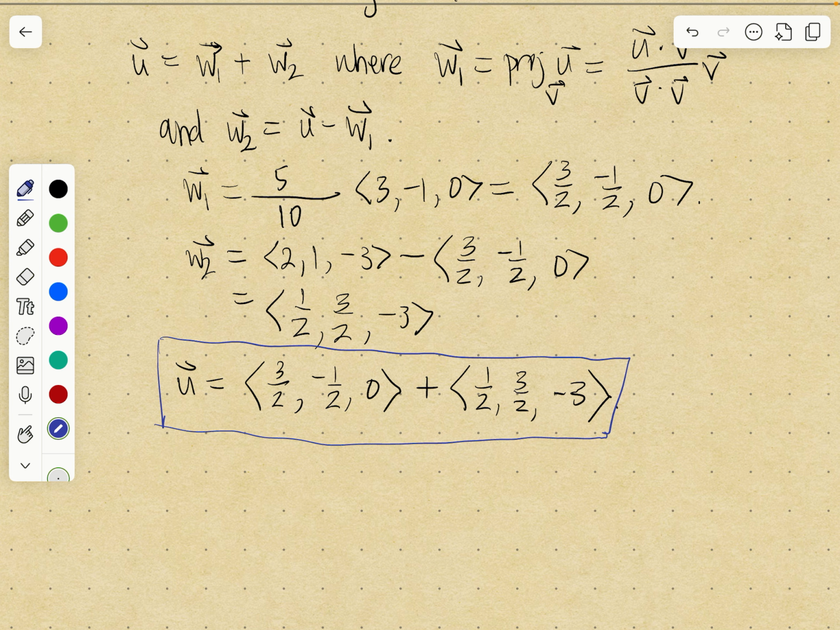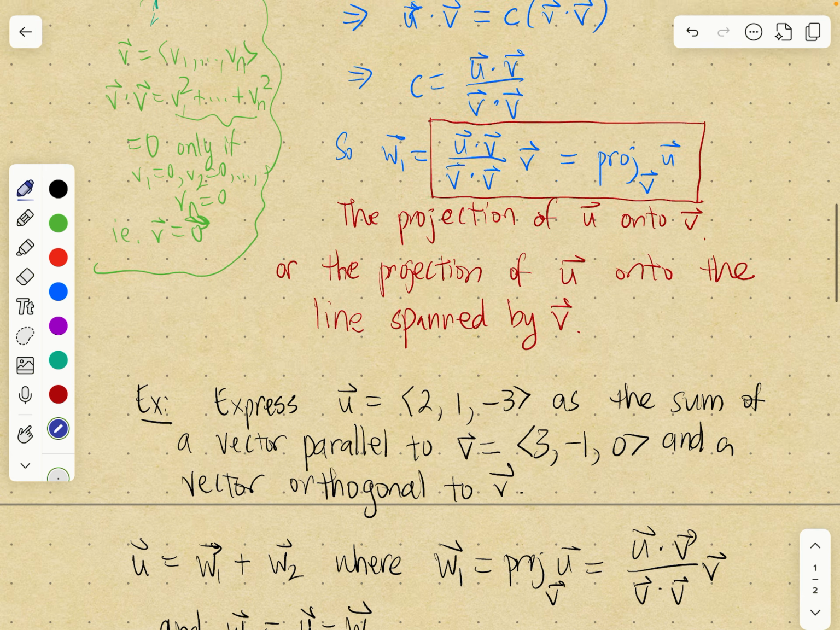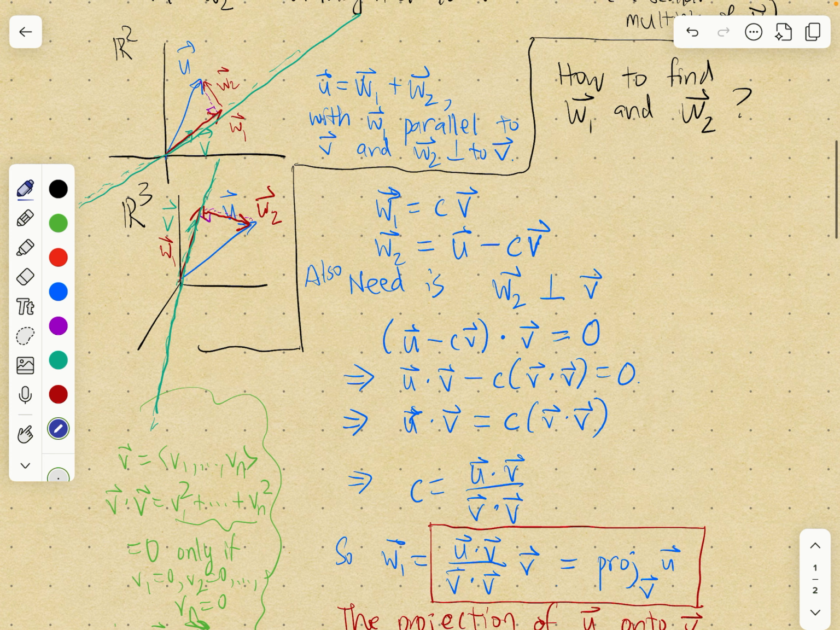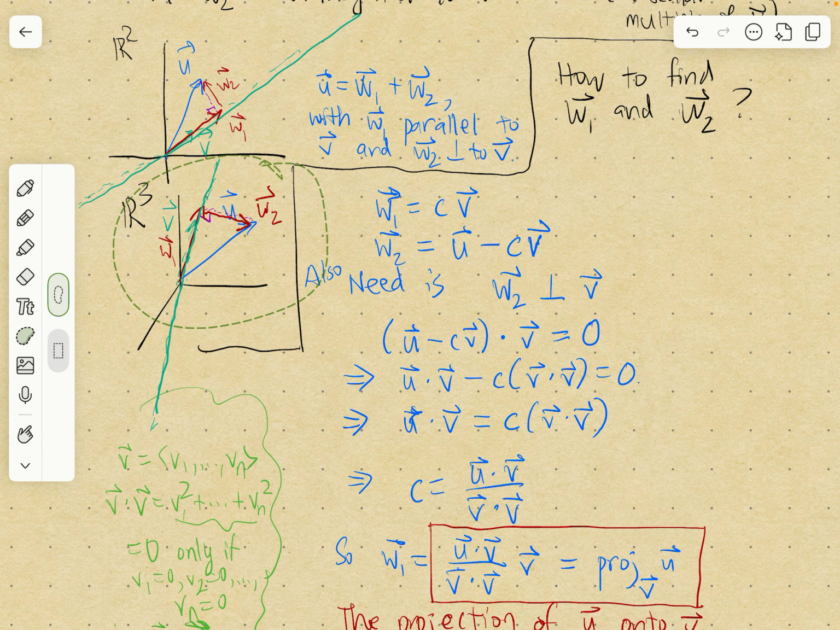Okay, I'm not going to draw a picture of this, but the picture is going to look like this picture here. Something like that. Okay, so that's projection of a vector onto another vector.